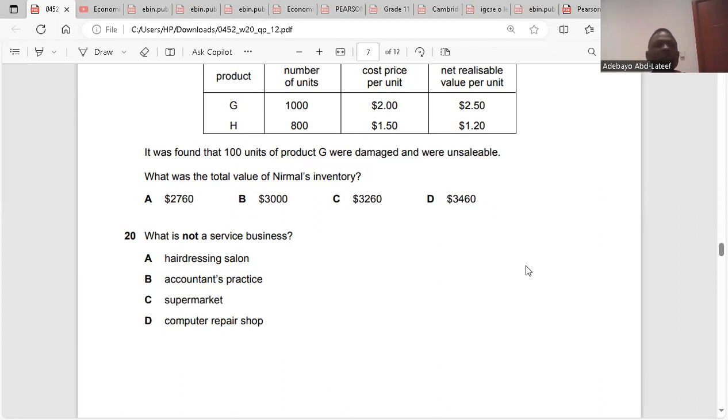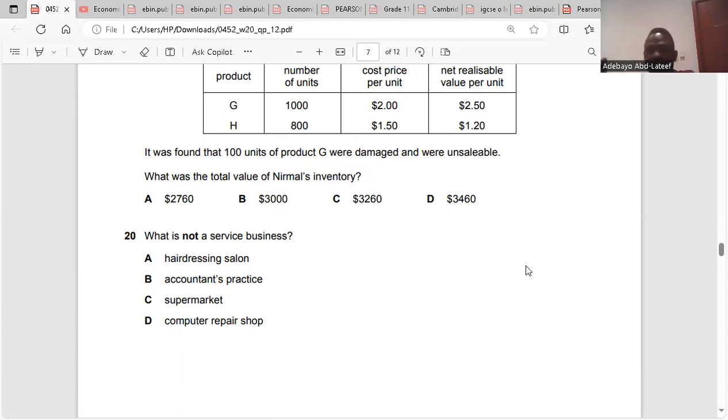Question 20. They say, what is not a service business? Yes, supermarket. Supermarket is retail. And when you talk about supermarket, sometimes when you look at it from the grassroots, it might also involve sales. It is in between secondary and tertiary. But here, basically, we're talking about personalized service.